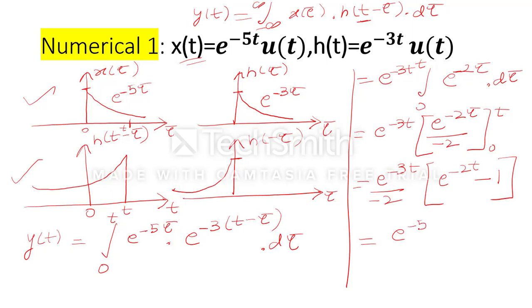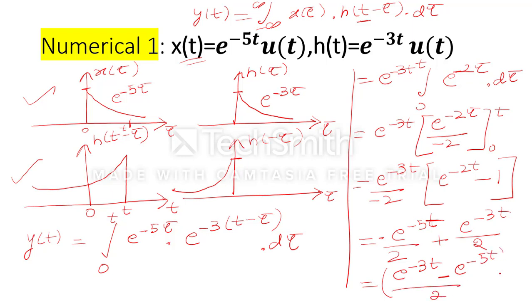When we open the bracket, we will get e^(-5t), minus 2 will come over here, and it will become plus e^(-3t) by 2. We can also write it as (e^(-3t) minus e^(-5t)) by 2, and u(t) we will place. Why are we putting u(t)? Because we know that the overlapping area is present at the right side only, so that's why we are putting u(t). So this is our answer.